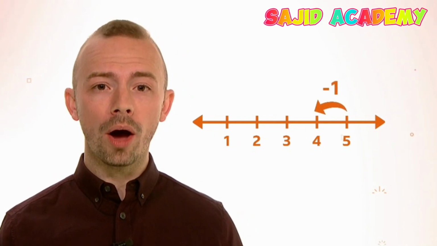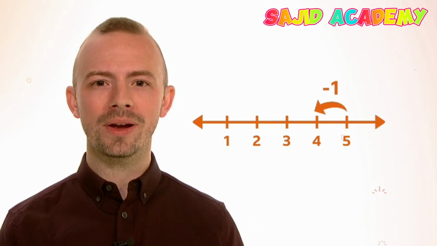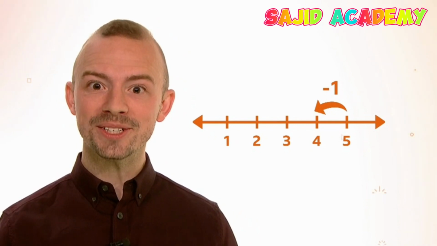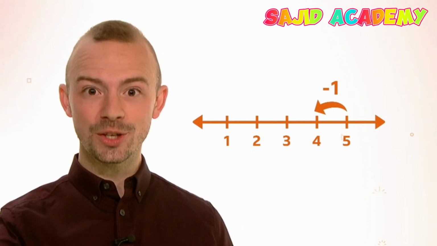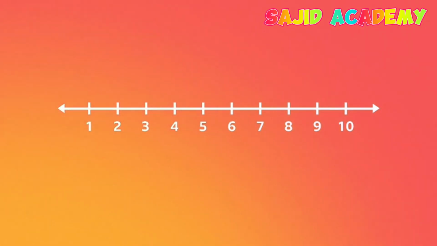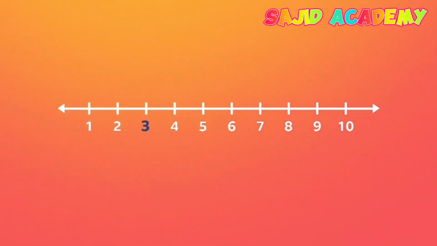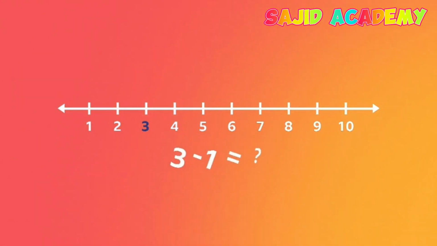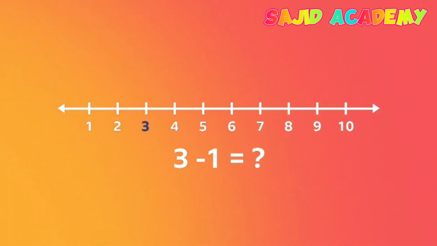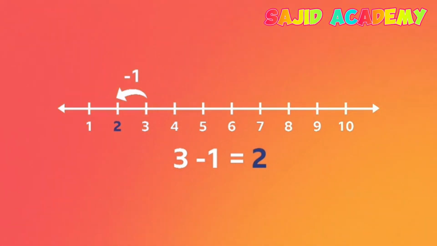Here is the number 3 on the number line. What is 1 less than 3? 2. Fantastic! 1 less means taking away one of something. Well done, I knew I could count on you.